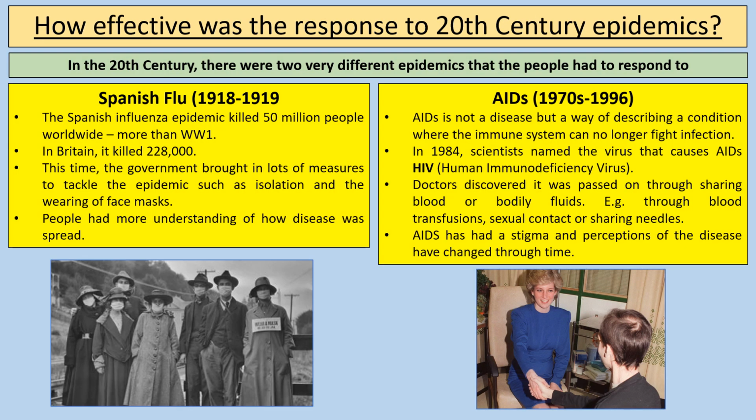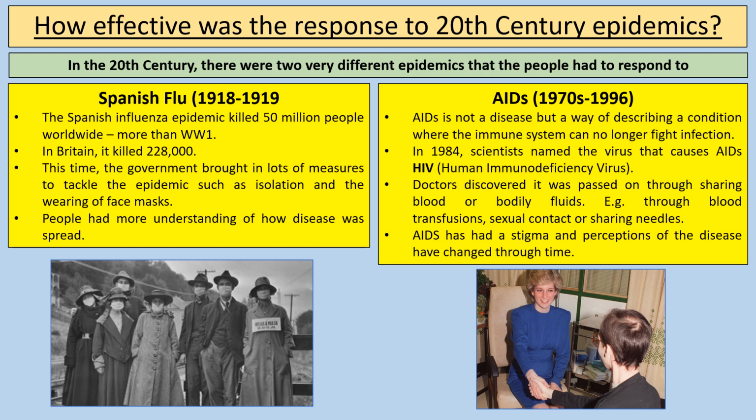Okay, so in terms of response to epidemics in the 20th century, you've got two different epidemics to focus on. The first one is Spanish flu, which took place from 1918 to 1919. It killed 50 million people worldwide, more than World War I, and in Britain, it killed 228,000 people.